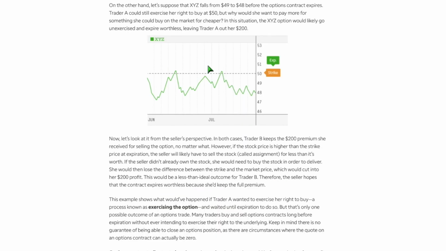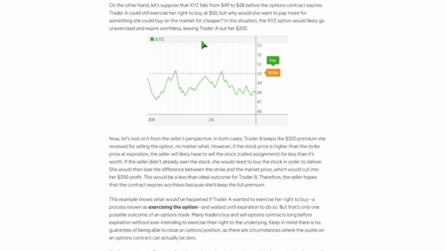On the other hand, let's suppose that XYZ falls from $49 to $48 before the contract expires. Trader A could still exercise her right to buy at $50, but why would she want to pay more for something she could buy on the market for cheaper? In this situation, the XYZ option would likely go unexercised and expire worthless, leaving Trader A out of her $200.